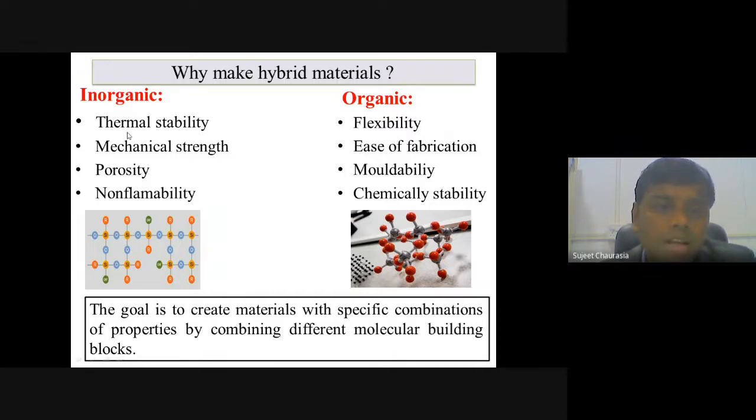Inorganic parts provide high thermal stability, high mechanical strength, porosity, which can provide the channels, the path for the conduction process, and non-flammability. Organic parts provide flexibility, ease of fabrication, moldability, and chemical stability.